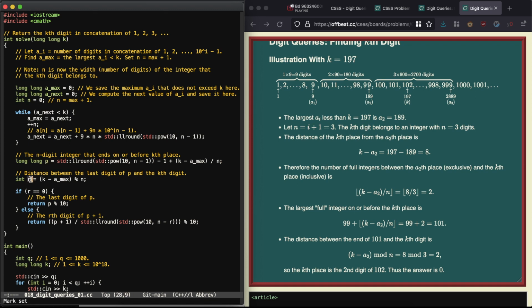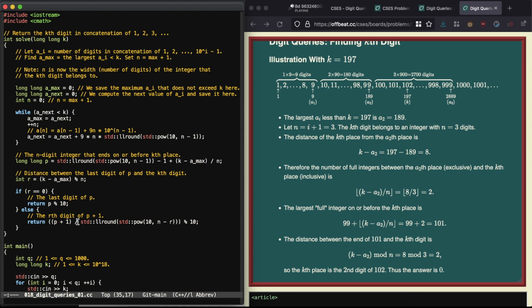The r denotes how many digits have spilled over beyond the last interesting integer. So here we would get 8 modulo 3, because n is set to 3. 8 modulo 3 equals 2, so in this case, r would be 2. When r is 2, we want to do 101 plus 1 to get 102, and then pick the rth digit out from there. So that is happening here.